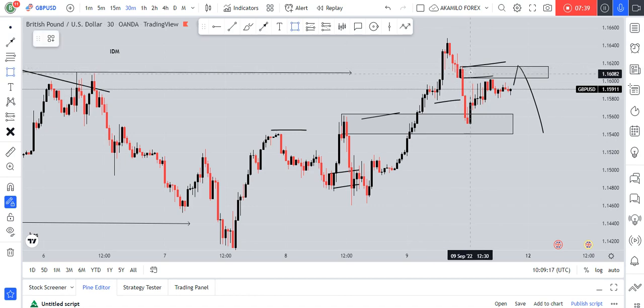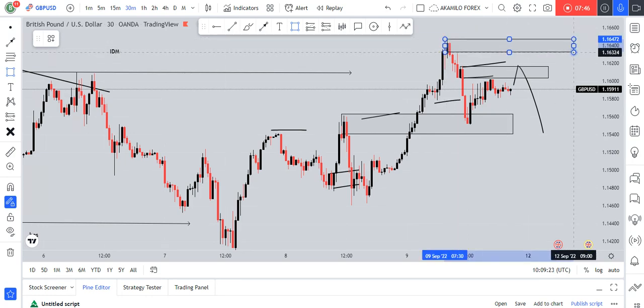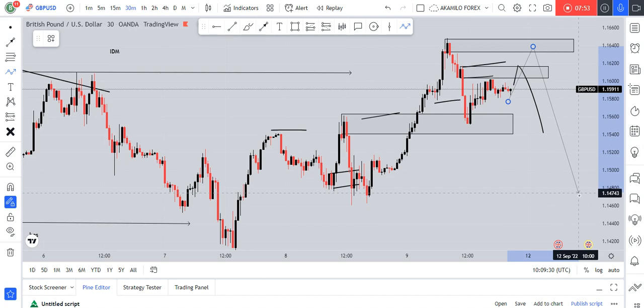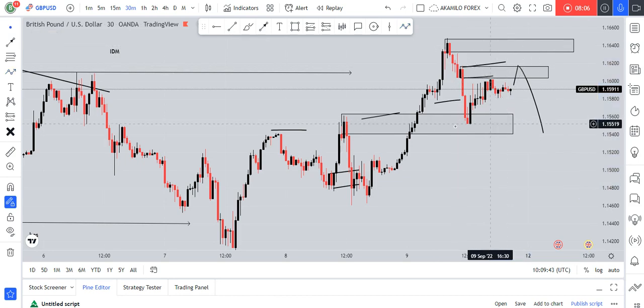So here is an inducement zone. Price will trap them and come and respect this level, this POI, and then continue this bearish move to the downside. Looking at the 4-hour time frame, we'll rather be using a single candle mitigation to take a trade at this POI to the downside. That is how we'll be taking our positions in the pound dollar.